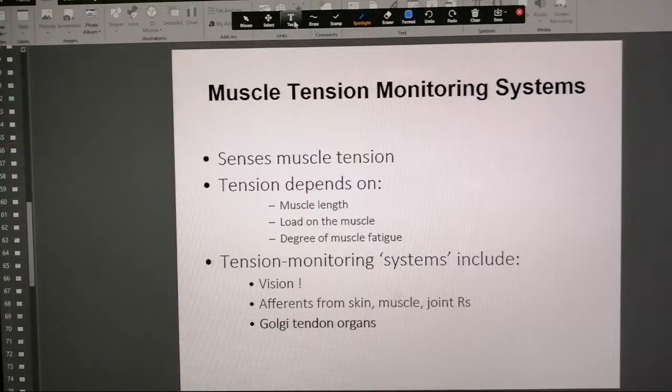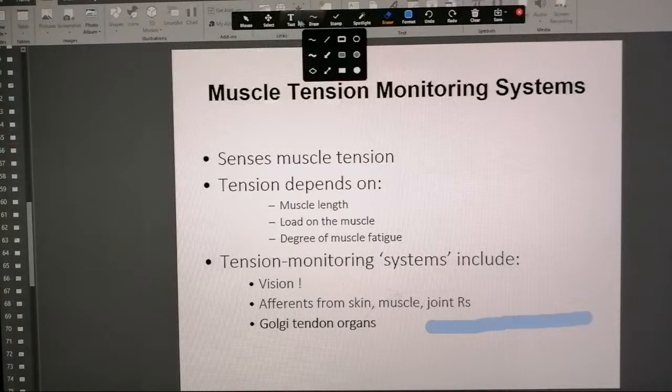Okay, so if this is the extrafusal fiber, right at the tendinous end you will have the GTOs intertwined with its collagen fibers. Okay, the tendinous insertion has collagen, right? So in series with the extrafusal fiber, axis wise in series, you have embedded GTOs. Unlike the spindles which lie in parallel with the fibers.